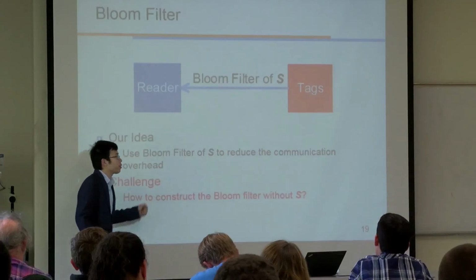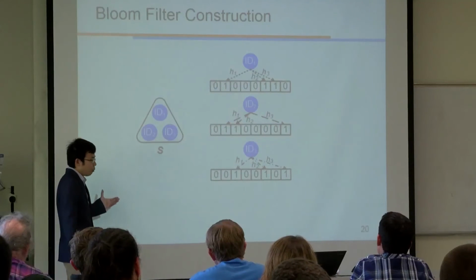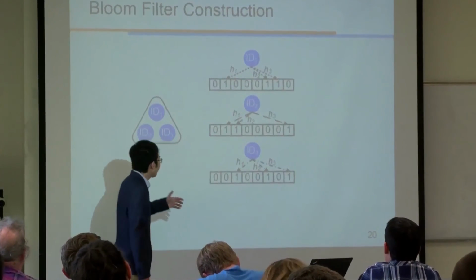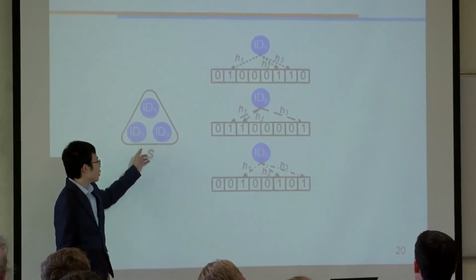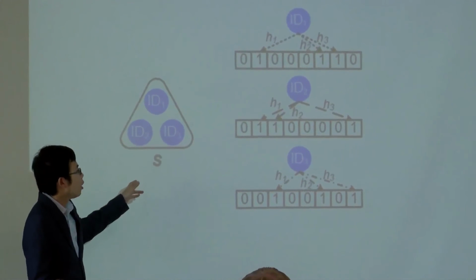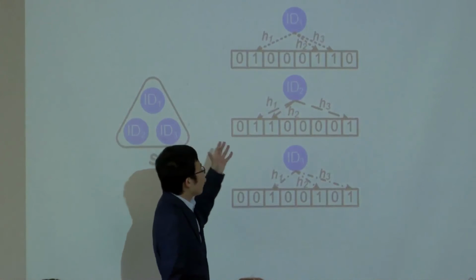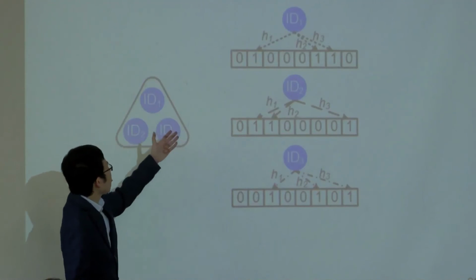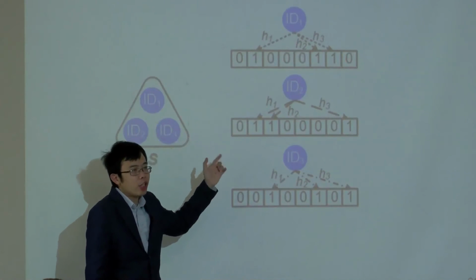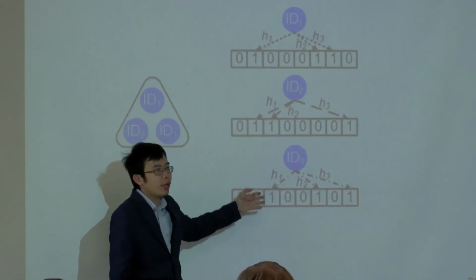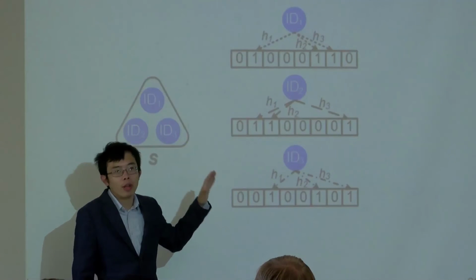Why is that? The traditional method to construct a Bloom filter is like this: given a set X, in order to construct a Bloom filter based on X, we first have to initialize one bit vector for each element in the set. Here there are 3 elements, so we initiate 3 bit vectors and set all the bits to 0.